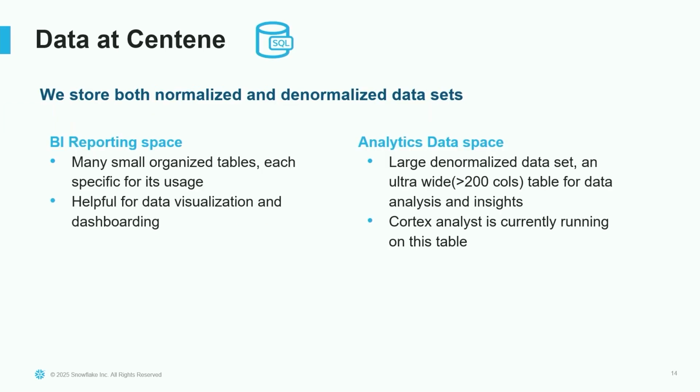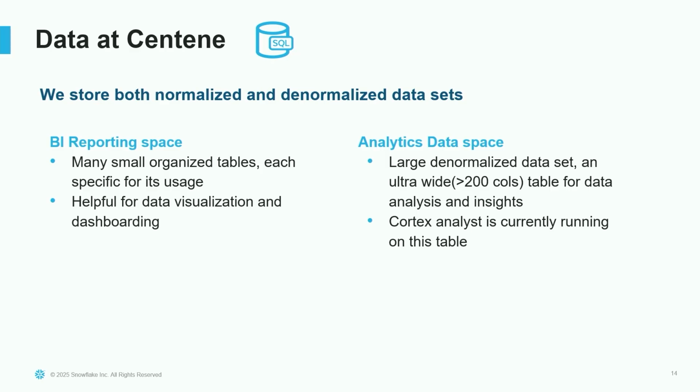At Centene, we use both normalized and denormalized data sets. Each serves a clear strategic purpose. In our analytics space, we work with ultra-wide denormalized tables, some with over 200 columns, maybe 400 columns, with billions of rows. These are built for exploration and insights, perfect for tools like Cortex Analyst, which is currently running on this data set. Analysts love this setup. Fewer joins, quicker access, less friction.